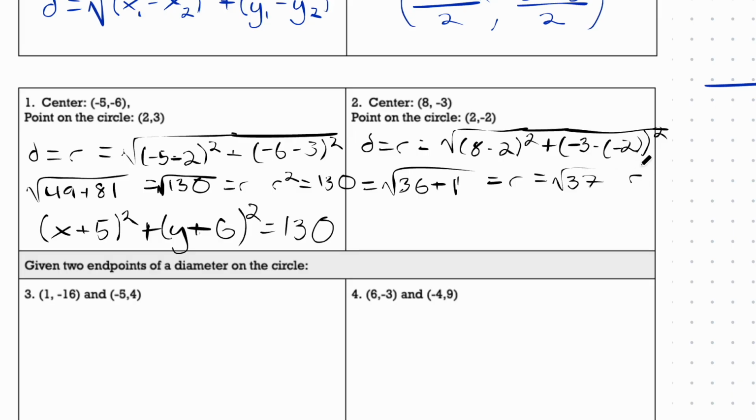So r squared is going to equal 37, right? We square root 37 and we get √37. We plug this into our formula for a circle, (x - 8) squared. We should be a little bit more comfortable with this equation now. (y - (-3)), so (y + 3) squared equals r squared, which in this case is 37.